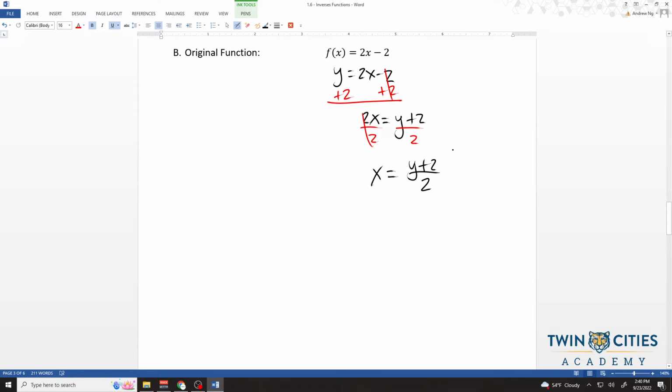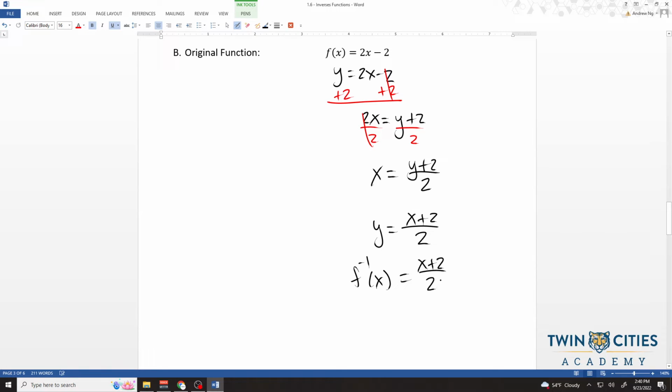x is solved, or sometimes I say x is isolated. And once I'm at this point, I'm going to swap x and y. So x becomes y, y becomes x. y equals x plus 2 over 2. And this, then, changing back to function notation, is going to be f inverse of x equals x plus 2 over 2.